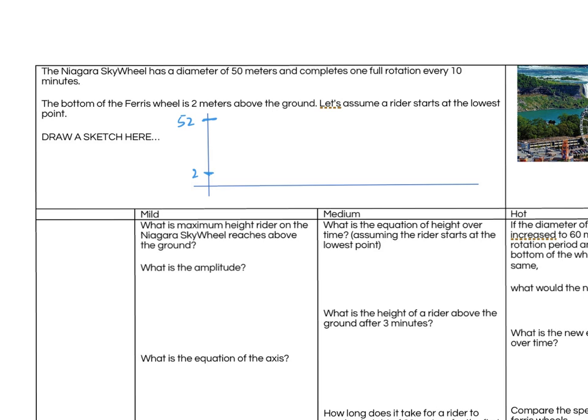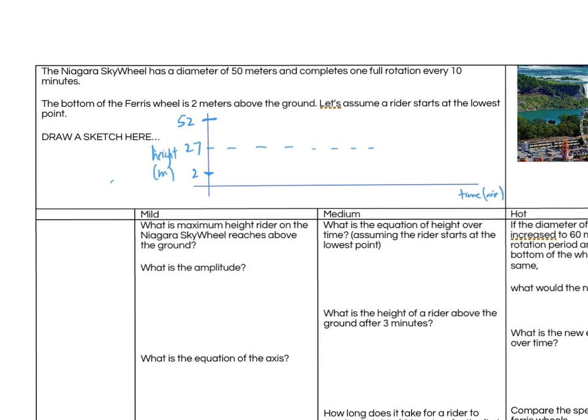The center line would be halfway between the minimum and the maximum. So we're going to find our center line halfway between 2 and 52. The diameter is 50, so the halfway point would be 25 down from 52 or 25 up from 2. So we would do 2 plus 25 gives me 27 for my midline.